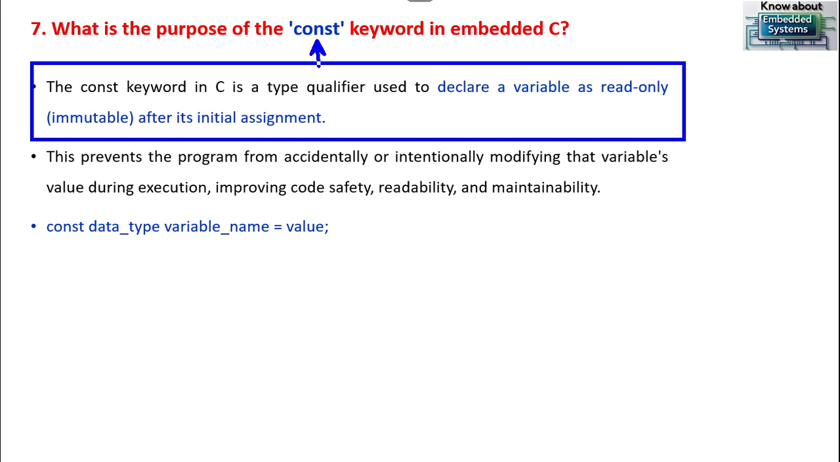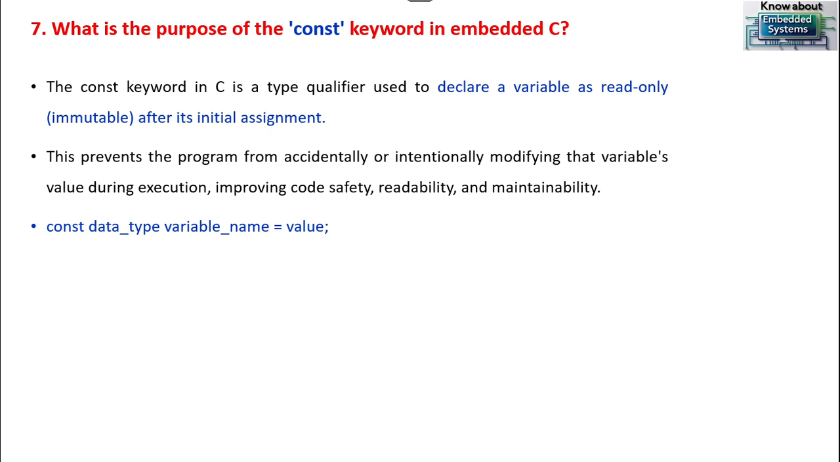The best example is pi. Whenever you're defining a pi value, we will use const float pi equals 3.14, indicating that the pi value is always 3.14, and that's going to be constant, and it is not allowed to change. That's called a constant value, and it is not allowed to change.